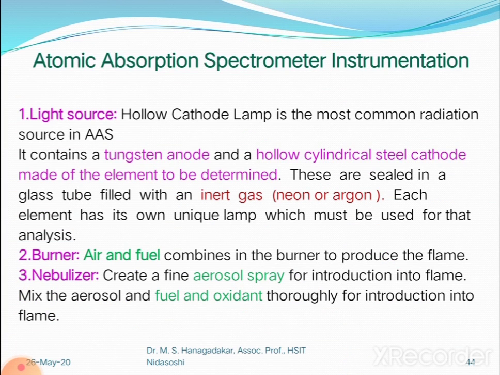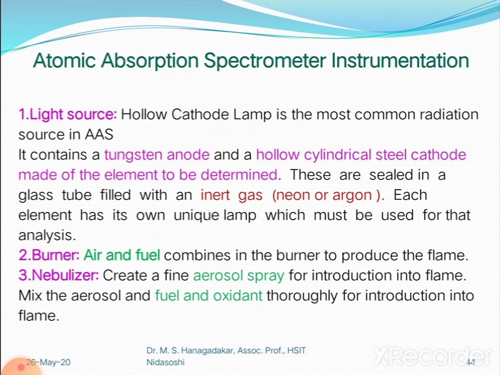Let us discuss the instrumentation part, which I explained briefly with the support of the diagram. That part I am going to discuss sentence by sentence. The first one is the light source. The hollow cathode lamp is the most common radiation source in an atomic absorption spectrophotometer. The cathode lamp decides the kind of element to be used for the analysis, which I expressed from the periodic table.